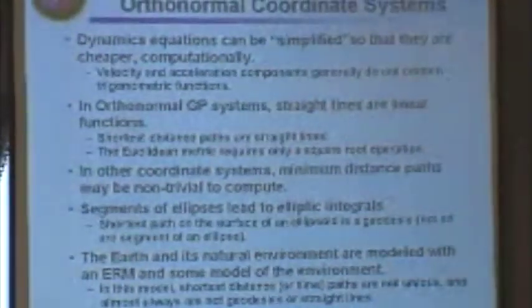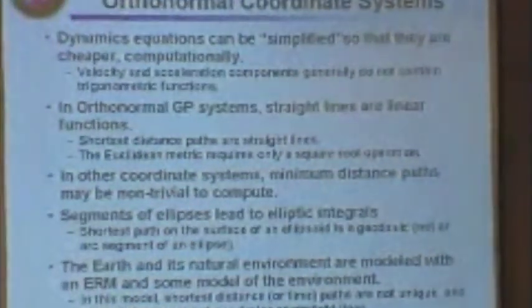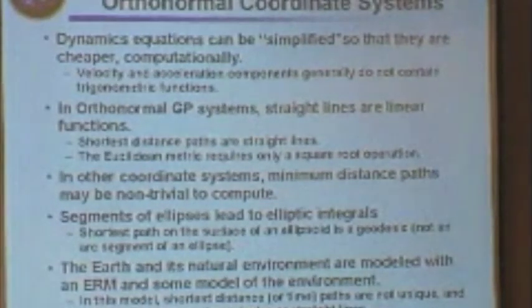There are some nice properties of rectangular systems. Straight lines are linear functions and vice versa, both in time and in space if you're using kinematics. The Euclidean metric only requires a square root. That's an advantage. In other coordinate systems, like surface coordinates on an ellipsoid or on a sphere, minimum distance paths are not easy to compute. What are they? Great circles and geodesics, which don't even have a closed form representation.